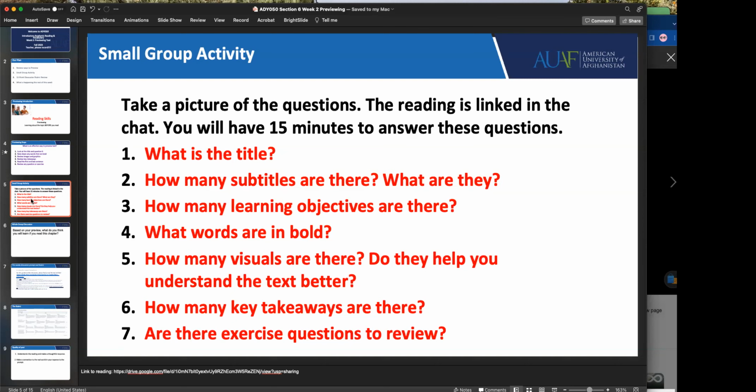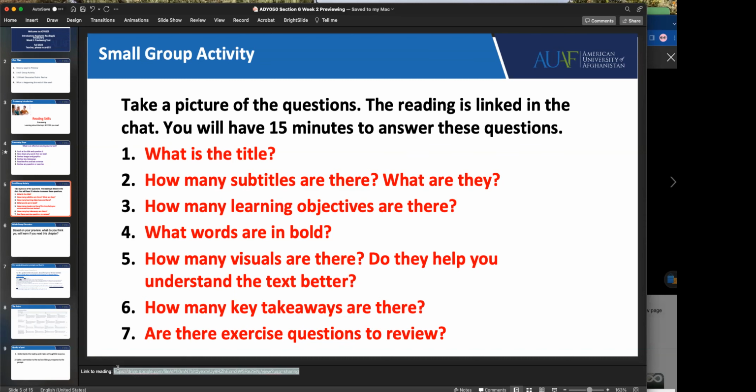How many visuals are there? Do they help you understand the text better? Now that's a yes or no question. How many key takeaways are there? And that's just a number, right? And are there exercise questions to review? That's all you have to do. Do not try to read the text. Just answer the questions.